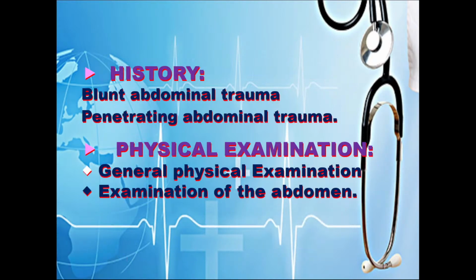So the history. We should, of course, pay attention to the anamnesis of the patient, and we need to differentiate. Some information from the mechanism of trauma will tell us whether this is blunt or penetrating abdominal trauma. For example, a gunshot wound, of course, in most cases is penetrating. If it is a wound made by a knife, of course, probably it is penetrating.